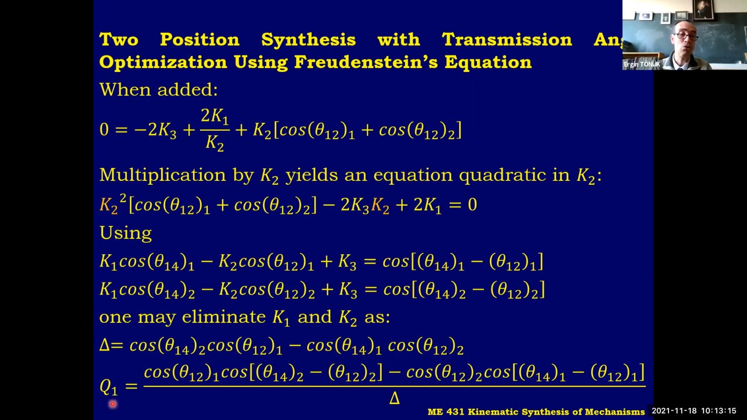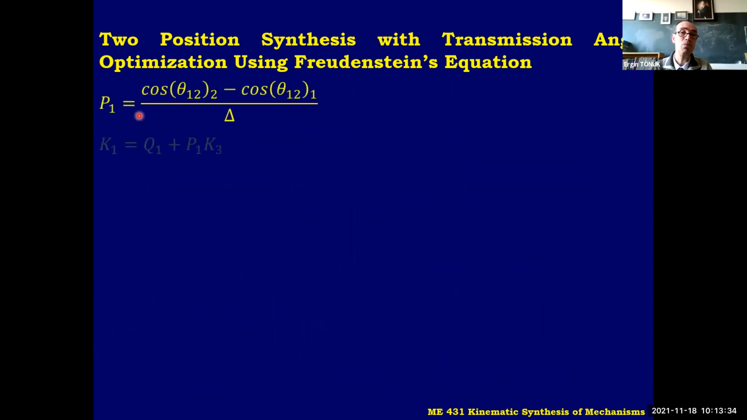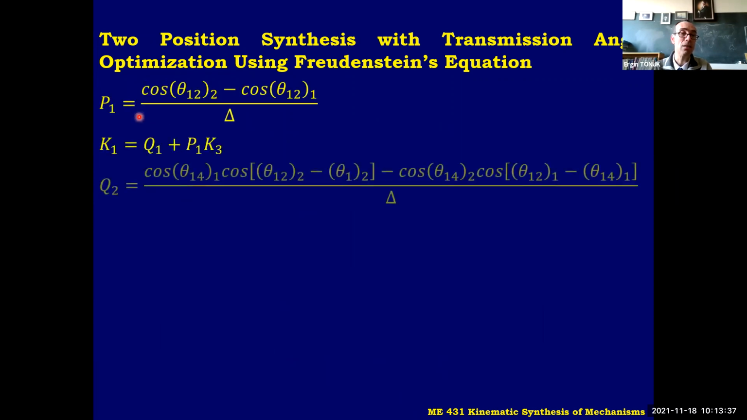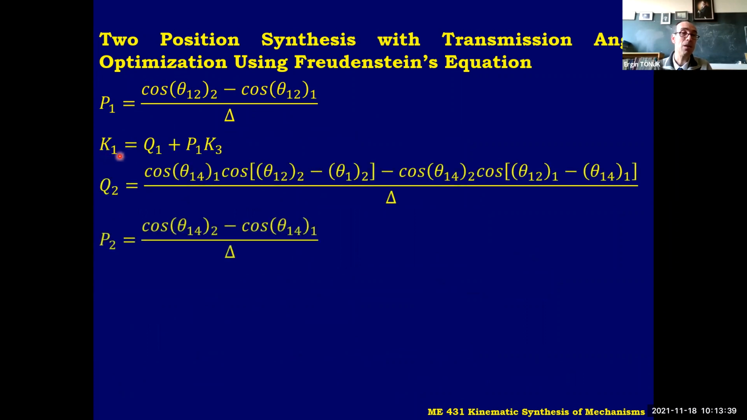So you define a Q1 like this. As you see, everything is known. Once you select the two positions, you can compute Q1 and delta numerically. Okay? Also, you can compute P1. So your K1 becomes Q1 plus P1 K3. Of course, you don't know K3. These are numbers, they're coefficients, but K3 is unknown.